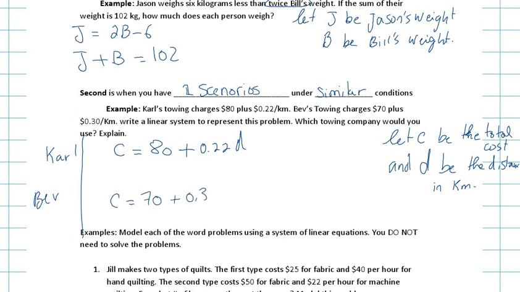So anytime you're comparing two different things, don't worry about their names. Put their names on the side so you know what they belong to. Put the names of the companies on the side, but make your equations, because in this case we are comparing the cost to the kilometers. These are my variables. And this is where a lot of students make the mistake: they stick the Carl and the Bev in there, but that has nothing to do with it.